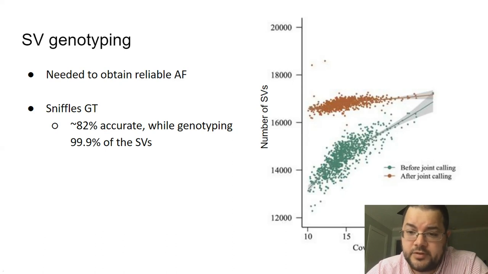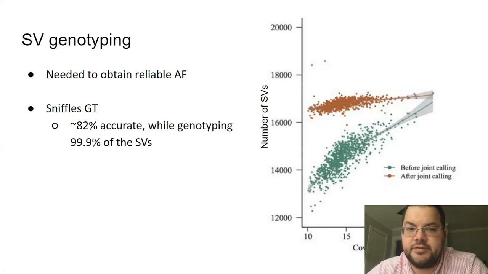The green dots here represent the structural variant calls that we could obtain by the previous pipeline, by just de novo calling these structural variants and giving their coverage values. And we can see clearly, by the slope of these points, an indication that there's a bias, meaning that lower coverage samples tend to have lower numbers of structural variants identified.